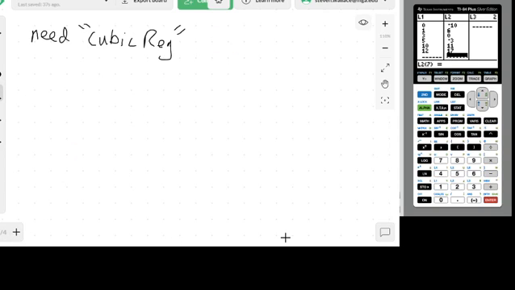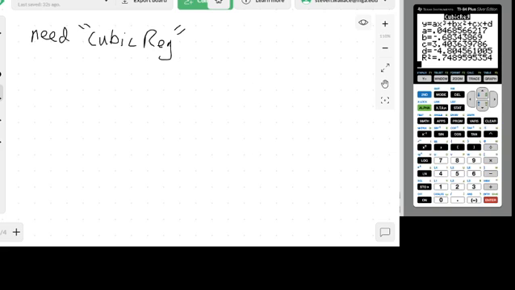So how do you get cubic regression? Then you go to Stat, Calc, 6, cubic reg. Enter, enter, enter, enter, enter. And notice I've got r squared here. If you don't have this, then you have to go to second 0, or the catalog, and look for diagnostic on. You remember we did that a long time ago.